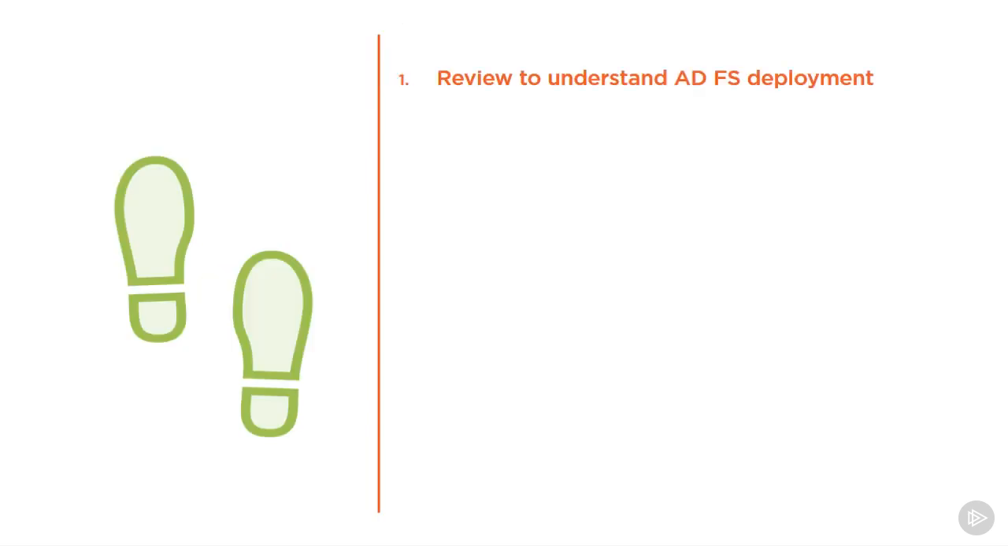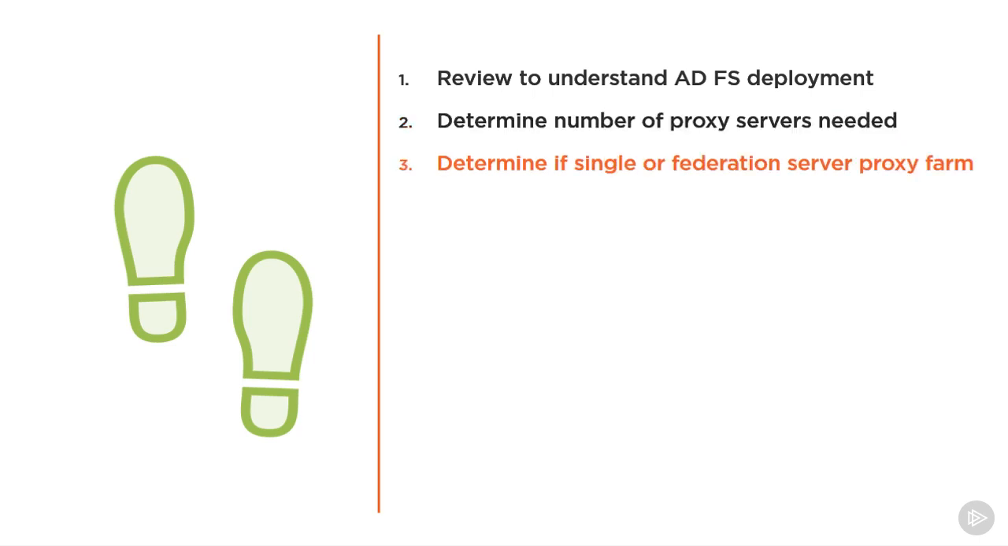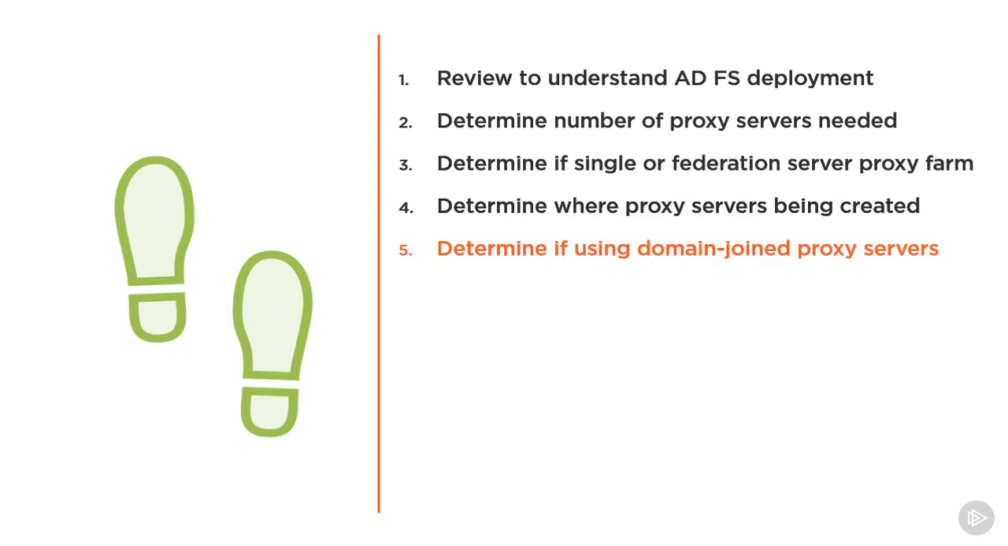And speaking of steps, let's walk through these. We're going to first review to understand our ADFS deployment. Do we even need a Web Application Proxy server or any type of proxy server? That will depend on our ADFS deployment and where our users are coming from. If we do decide we need a proxy server, how many do we need? I always suggest at least 2, so we have that redundancy. Determining if you're using a standalone or a Federation server proxy farm will be part of your research before you deploy your proxy server. We'll then determine where the proxy servers are going to be created. We're going to determine if we're going to use domain joined proxy servers, and most of the time that's a no-no, but we'll look into that.